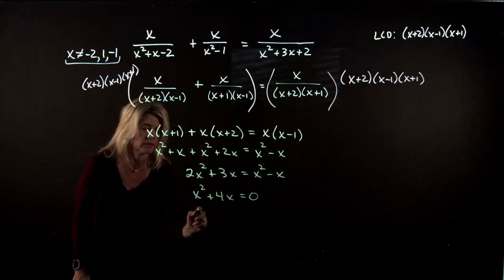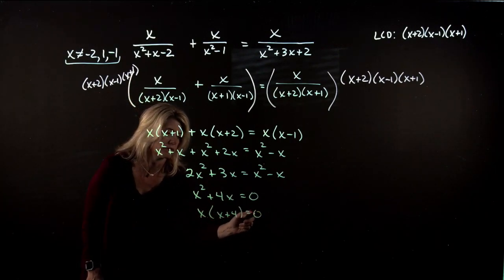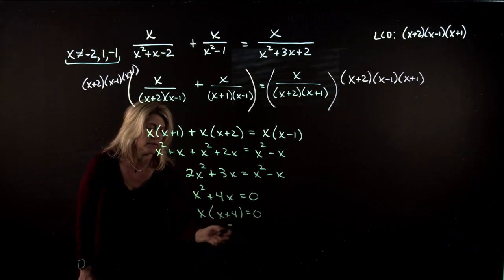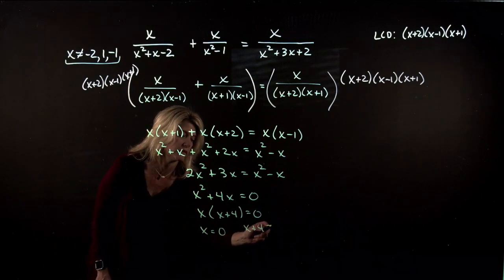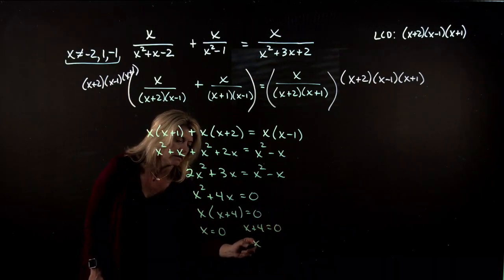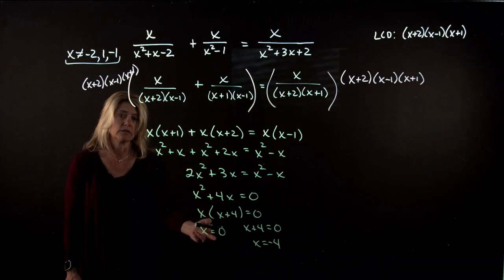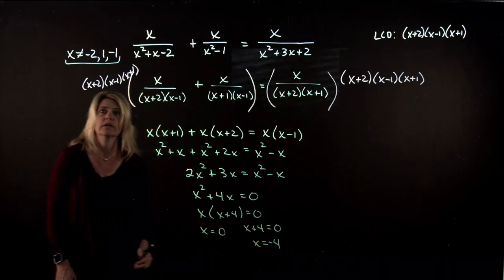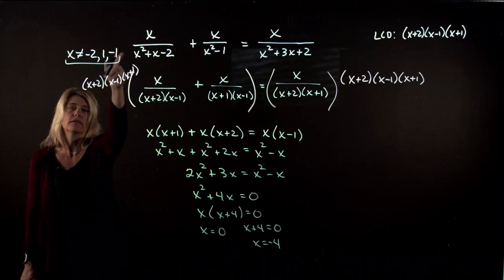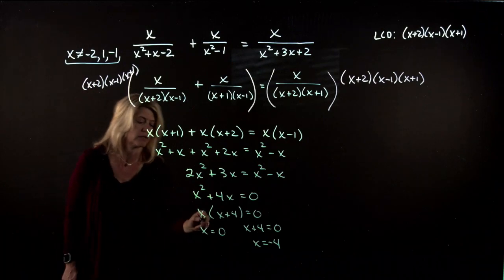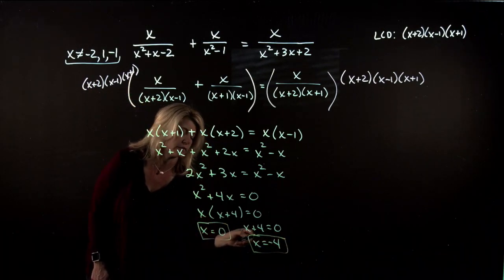Factor out an x here, so I get x times x plus 4 is equal to 0. If this product is going to be 0, then that means either x is 0 or x plus 4 is equal to 0. This one would be when x is equal to negative 4. So it looks like two solutions are 0 and negative 4. I look up here. 0 and negative 4 were not in the answers that I ruled out, so that means my two solutions are x equals 0 and x equals negative 4.